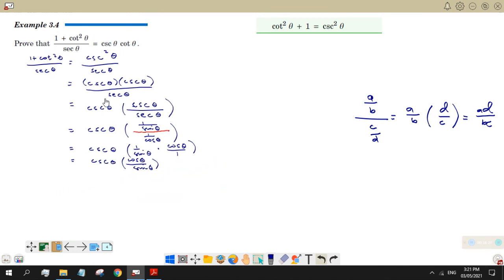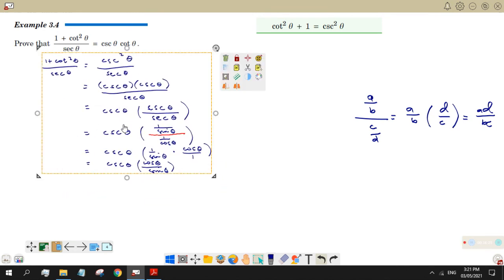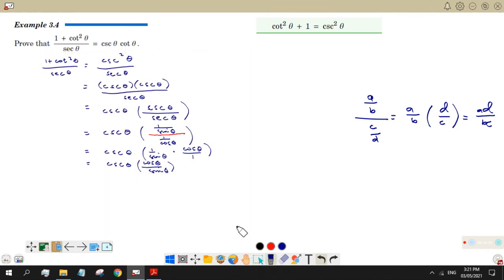Okay. So, pinaliit ko lang siya. Simplify na natin. Napakadali na. What do we know about cosine theta over sine theta? It is equal to cotangent theta, or the reciprocal of your tangent. We have cosecant theta, cotangent theta. This is equal to 1 plus cotangent squared theta over secant theta.